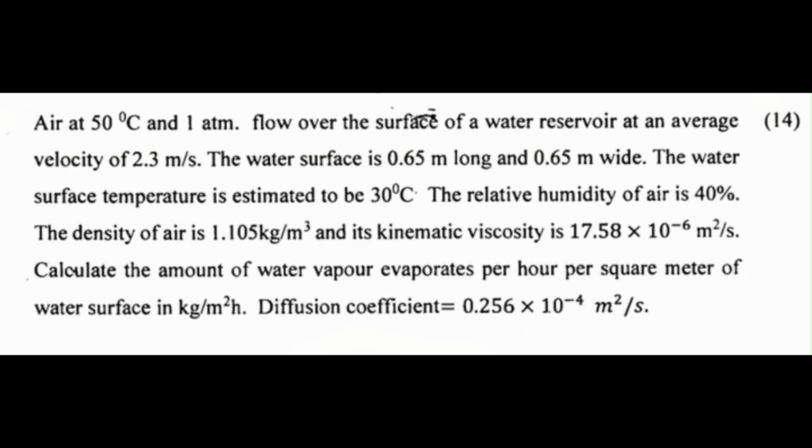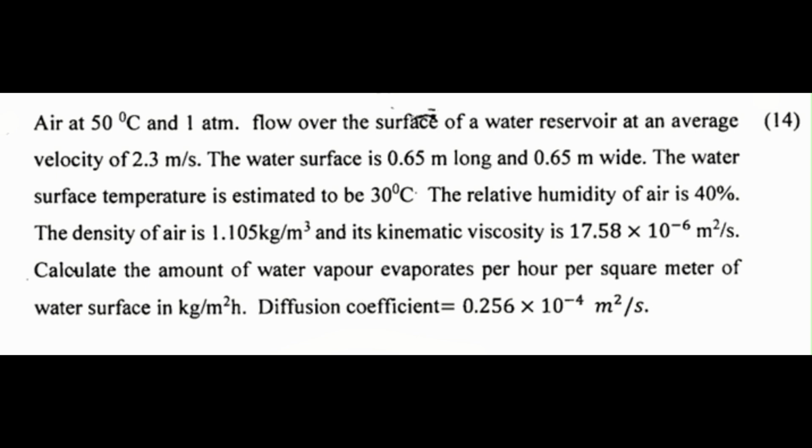So we have a problem based on mass transfer. Air at 50 degrees Celsius and 1 atmospheric pressure flows over the surface of a water reservoir at an average velocity of 2.3 meter per second. First, they have talked about the air movement: the temperature of the air is 50 degrees Celsius, it has a pressure of 1 atmosphere, and it is moving with a velocity of 2.3 meter per second over a water reservoir.